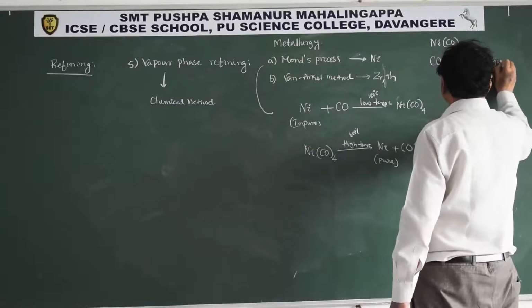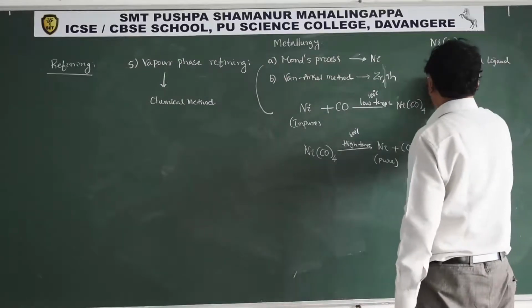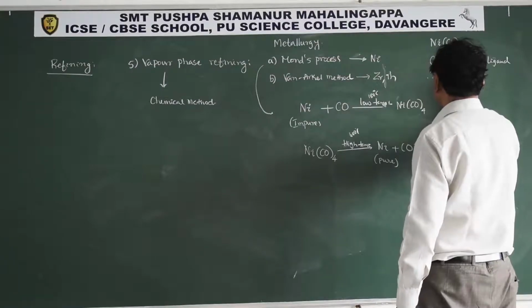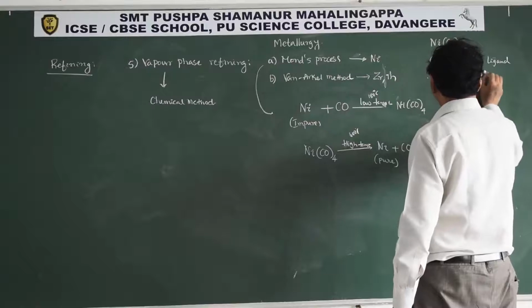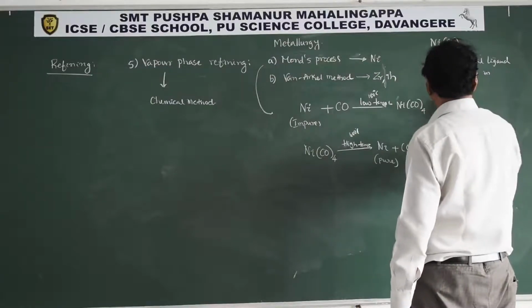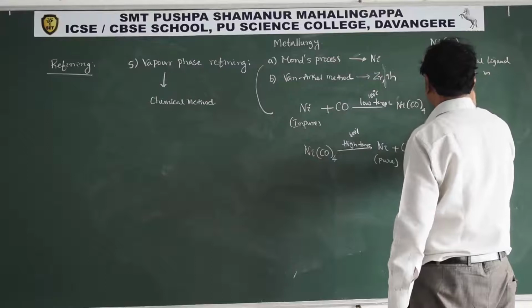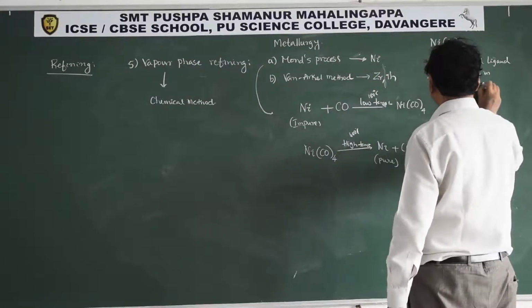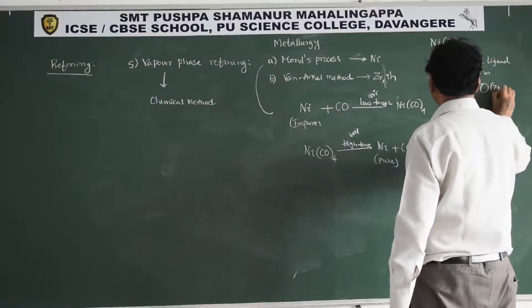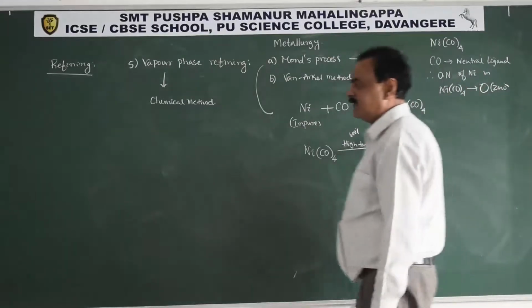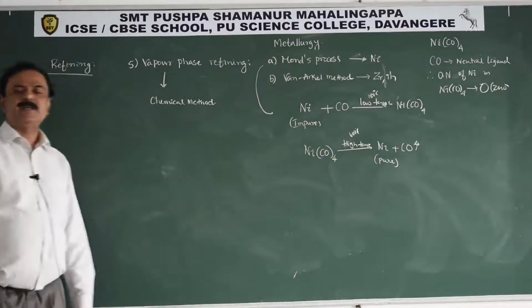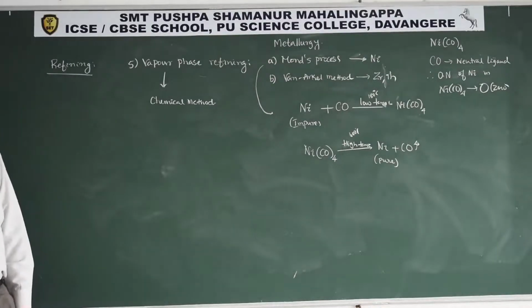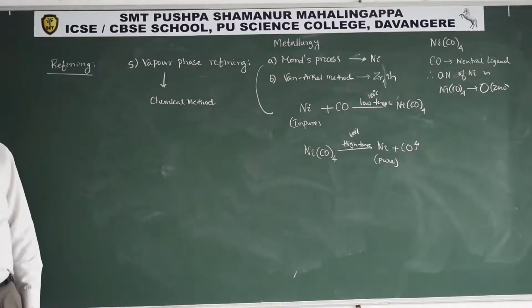Therefore, the oxidation number of nickel in nickel tetracarbonyl is equal to 0. What is the oxidation state of the nickel in nickel tetracarbonyl? It is 0 because carbon monoxide is a neutral ligand.